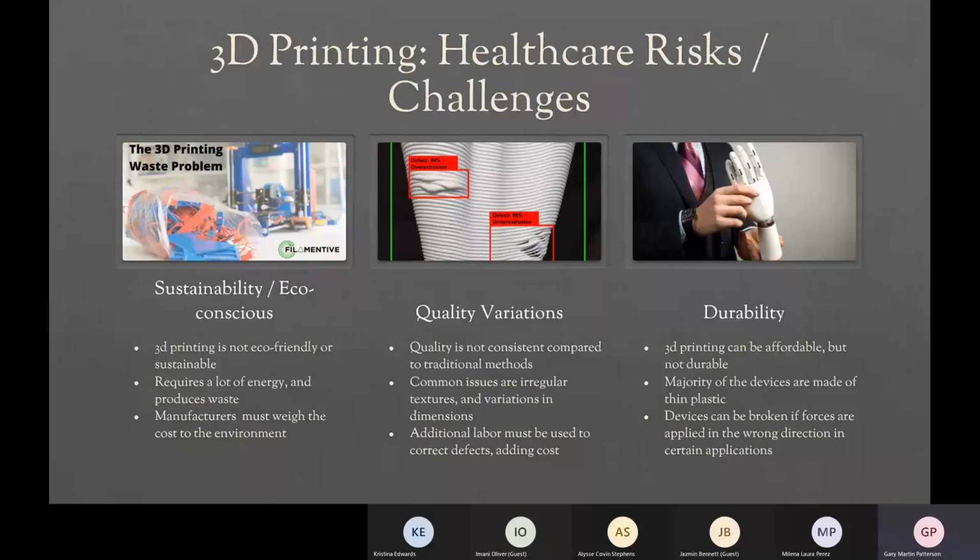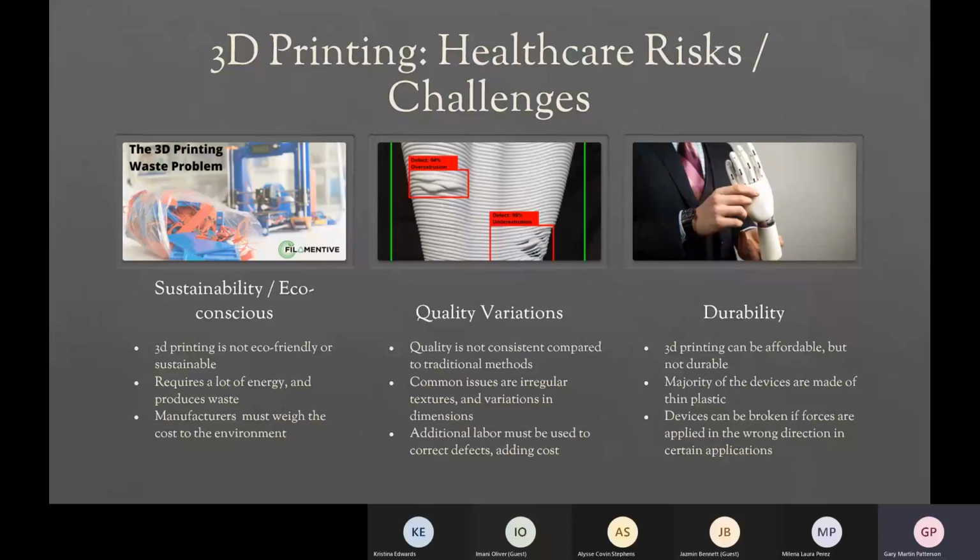And these are some of the healthcare risks and challenges with 3D printing. 3D printing currently is not sustainable or eco friendly. Most 3D printed medical devices are created using plastic and require a fair amount of energy to manufacture. Manufacturers will need to accept the cost to the environment or continue to research alternatives that are more sustainable.